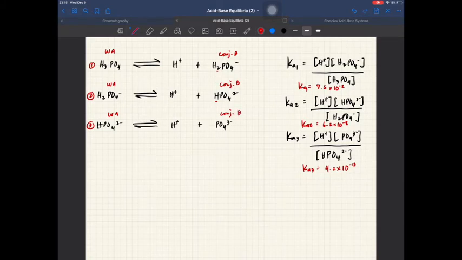The Ka values for these three ionizations are provided here. We have Ka1 equal to 7.2 times 10 to the negative 2, Ka2 6.2 times 10 to the negative 8, and Ka3 4.2 times 10 to the negative 13. Here are the expressions for Ka1, Ka2, and Ka3 depending on the species that are formed during these individual ionizations.